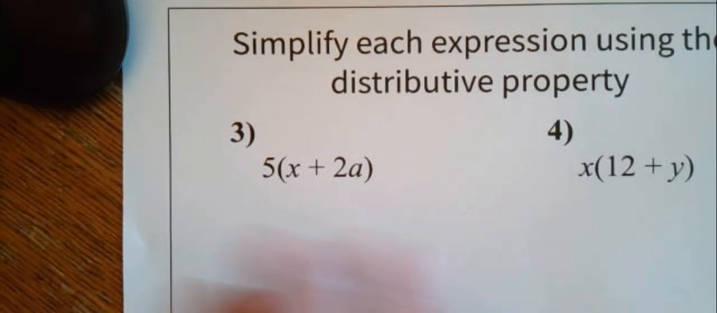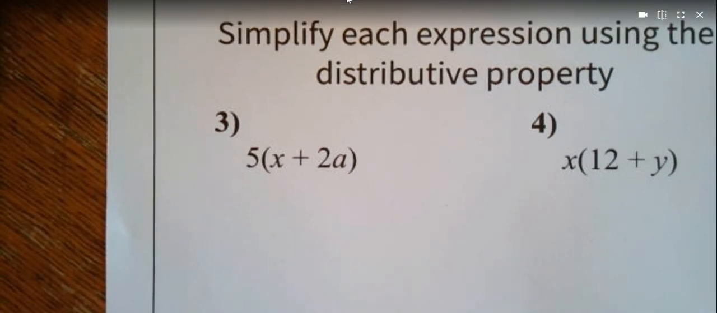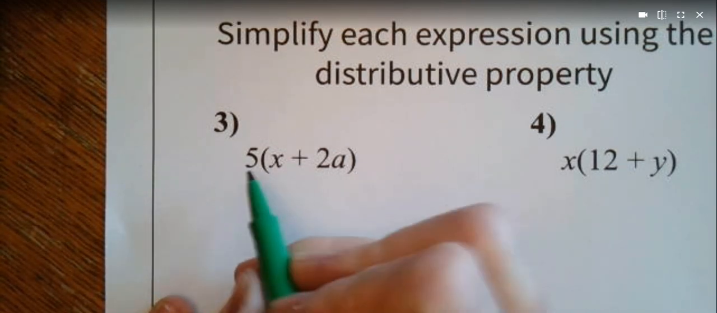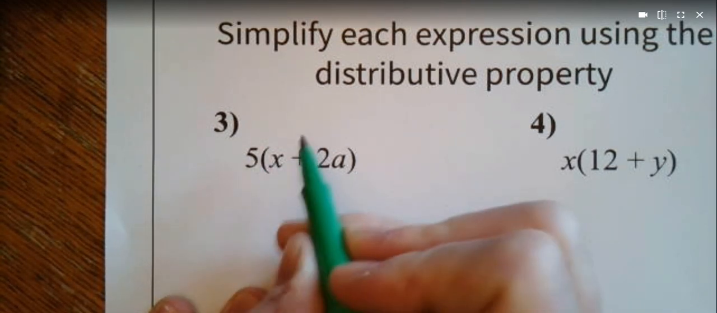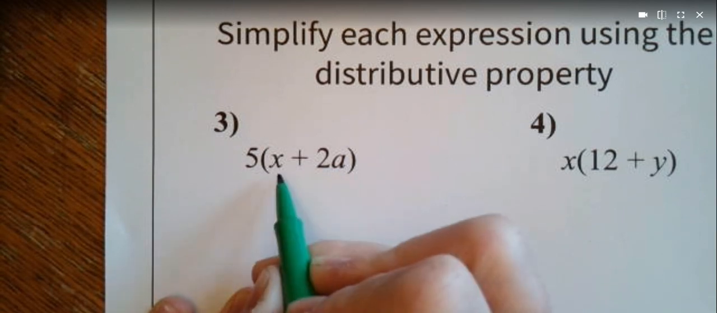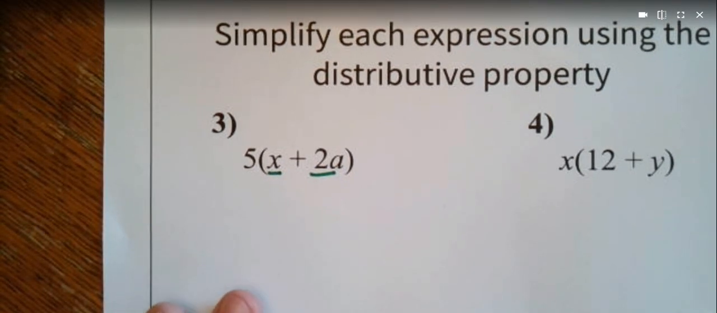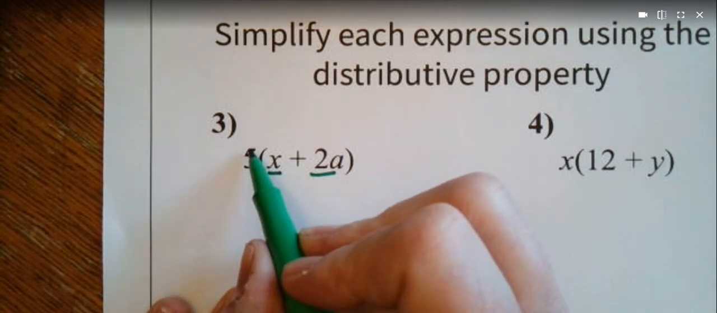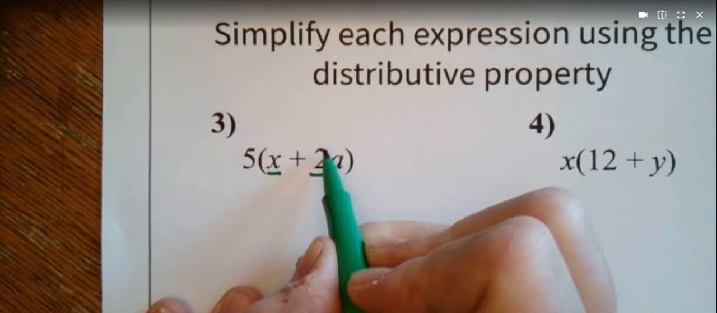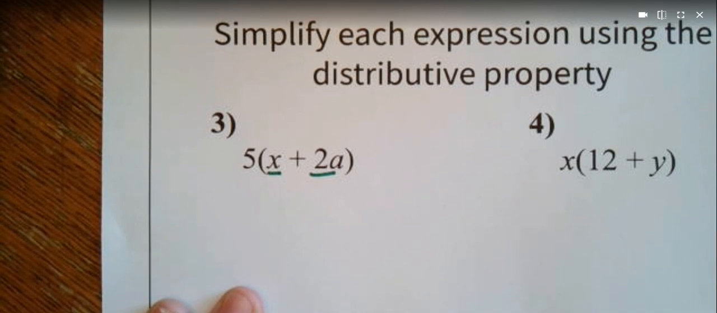All right, here we got 3 and 4. Let's give this a try. I have 5 groups of x plus 2a. So I want to multiply the 5 by both of the terms inside of the parentheses, by the x and also the positive 2a. Remember last year when you did this, you said feed the birds, right? Here's the mama bird, it's got to feed this baby bird and this baby bird also, right?